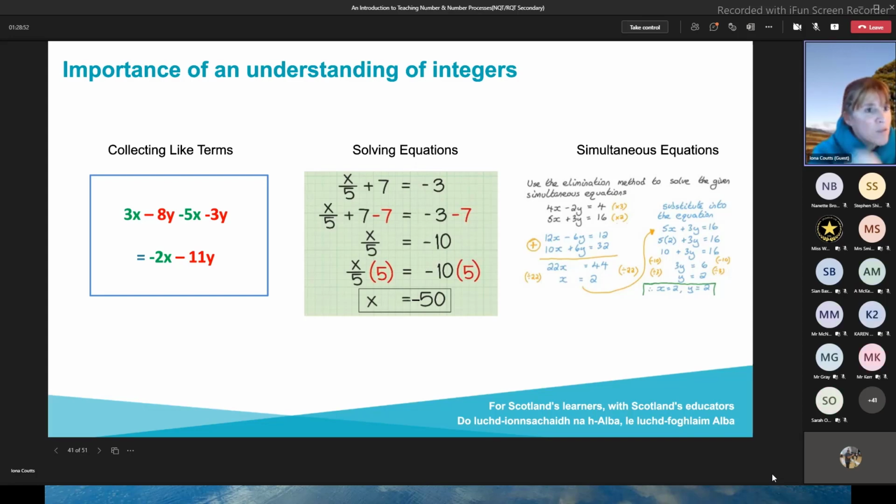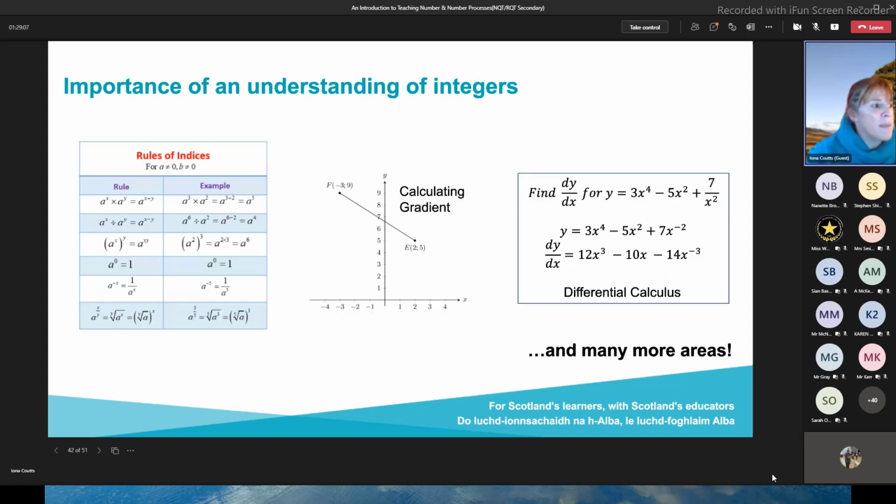Some learners find that really difficult, and I think it's if they don't have that understanding of a zero pair. If they've seen that lots before, they shouldn't view that as anything new and different. It's just an extension of what they know already again. So a bit of simultaneous equations.